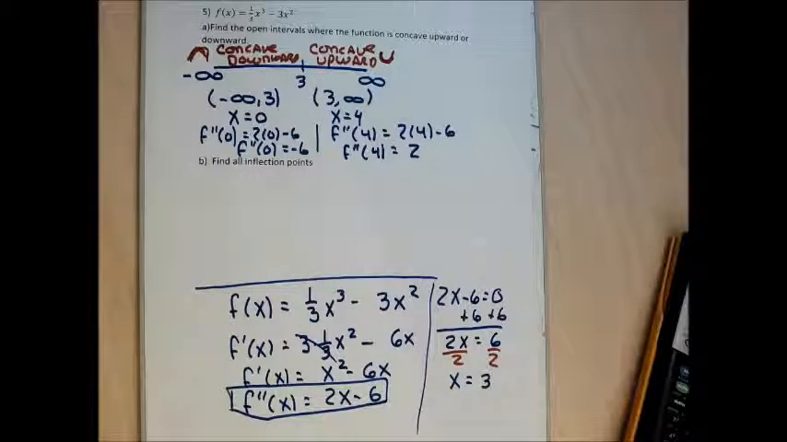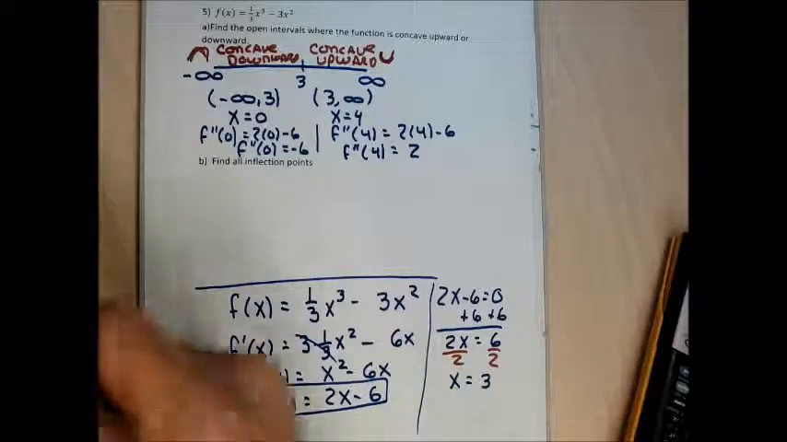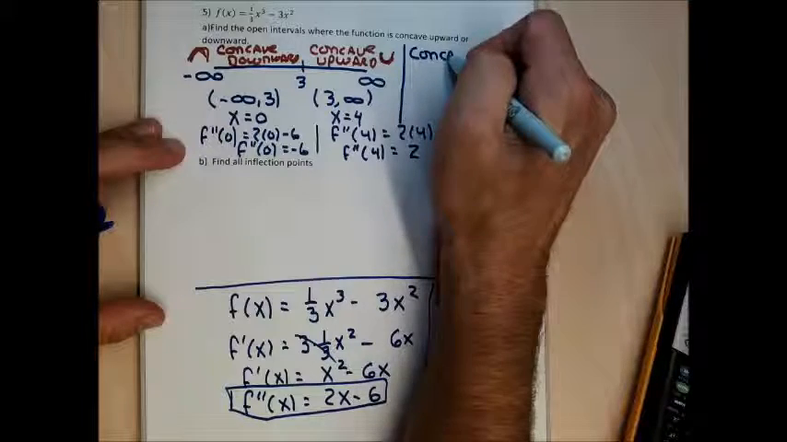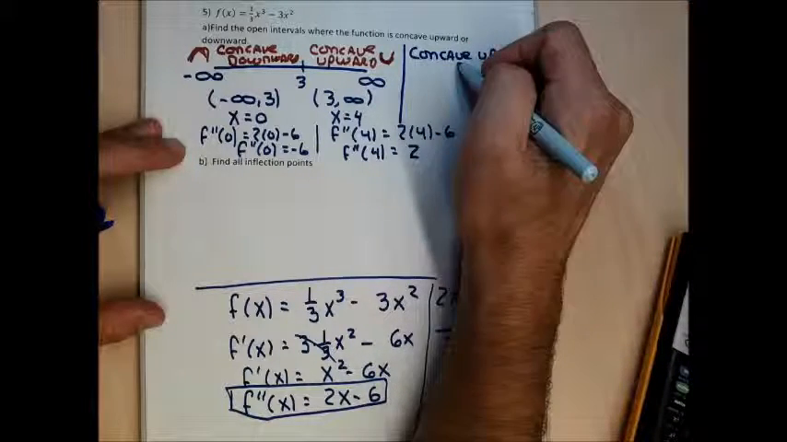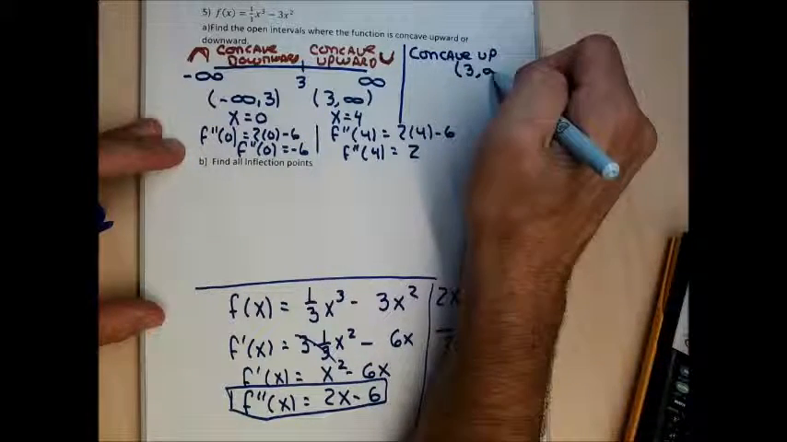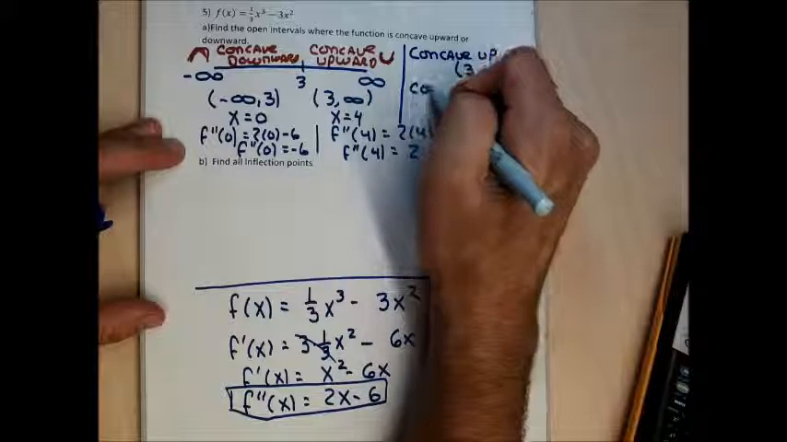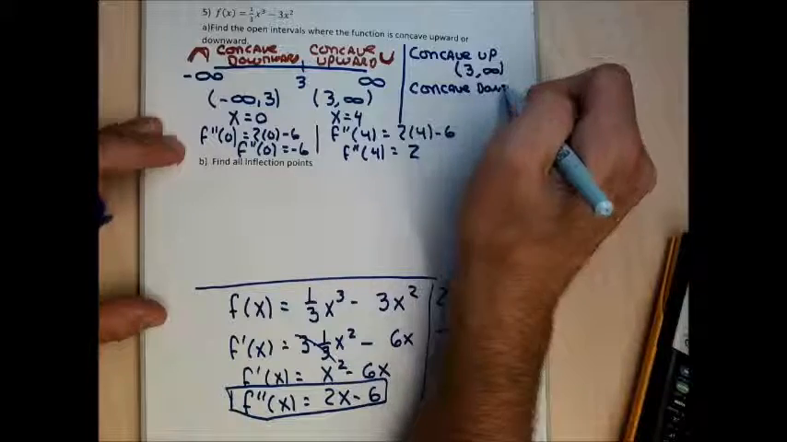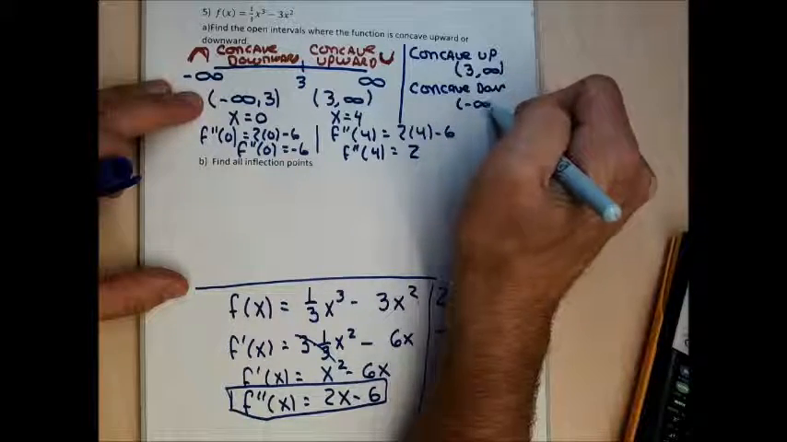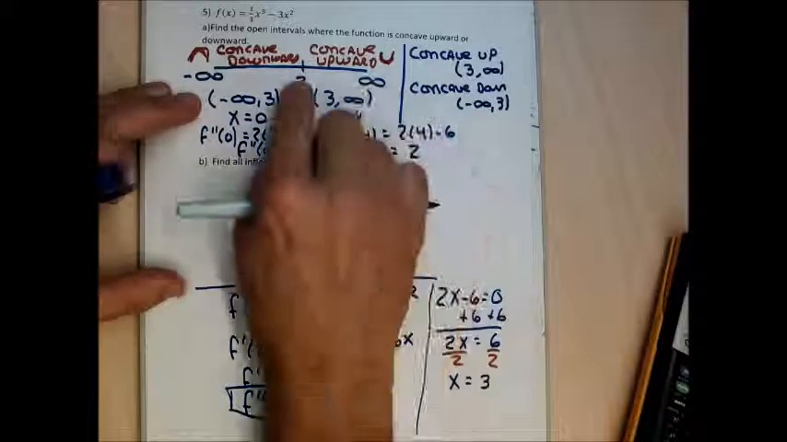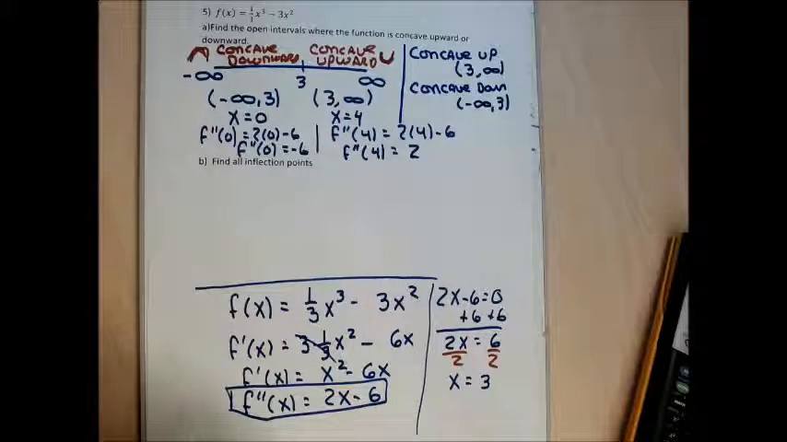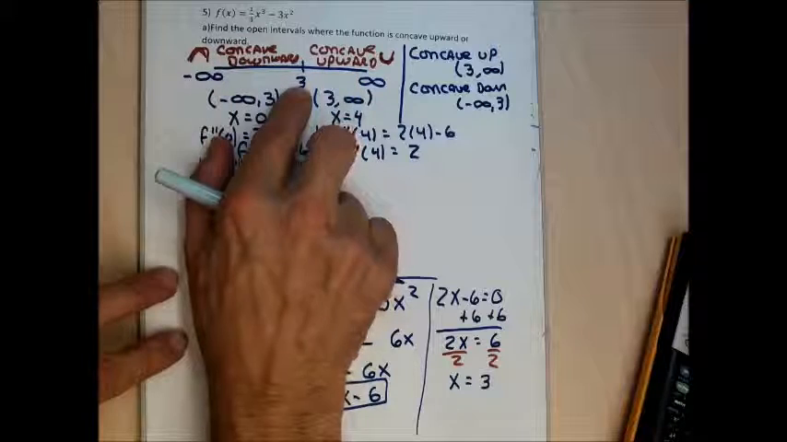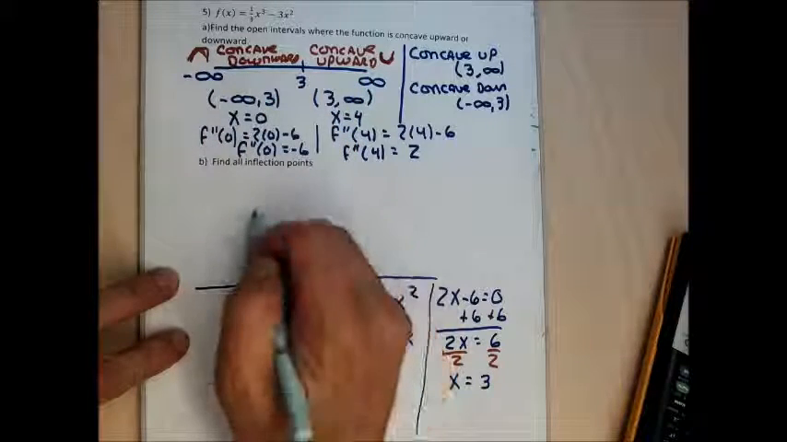So the answer to part A, it's concave up, or you could use upward, from 3 to infinity. And it's concave down, or you can say downward, from negative infinity to 3. And this 3 is the x value of an inflection point. Because the graph changes concavity on either side of x equal to 3, I have an inflection point.